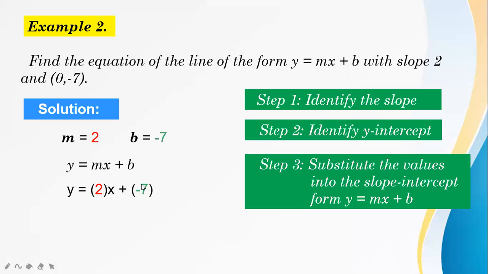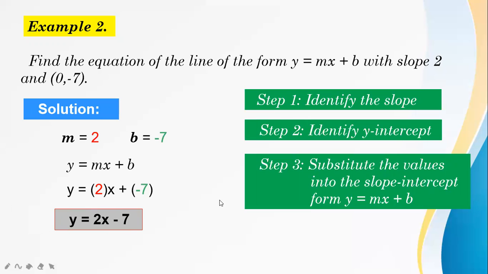And then you simplify, you multiply positive to negative, 2 times x. So we have y equals 2x minus 7. Negative, positive multiply to negative, and therefore the answer is negative. So therefore we have y equals 2x minus 7. This will be your answer. This will be your equation of the line of the form y equals mx plus b. So this will be the slope 2 and your y-intercept 0, negative 7. So therefore this will be your answer.